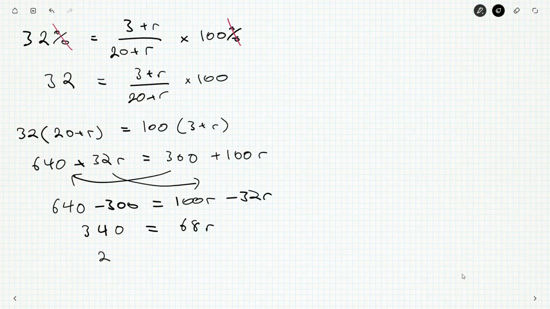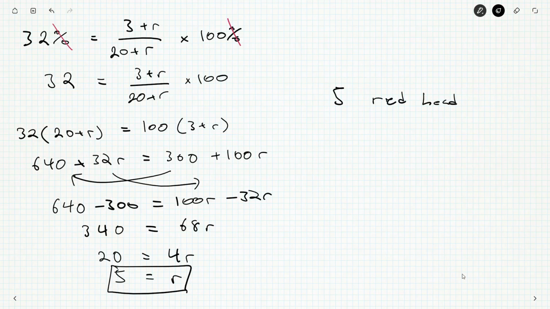Divide both sides by 13, you'll get, or not 13, 17. You'll get 20 here and 4R here. Divide both sides by 4. You'll get 5 equals R. 5 redheads, or 5 carrot tops, I guess, must join the class. All right. And that's it.